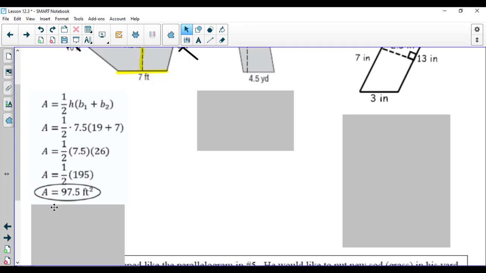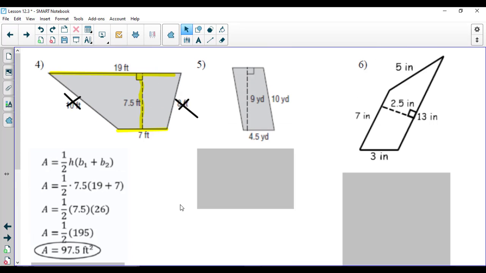Again, this second to last step you don't need, but you should get 97.5 square feet. All right, let's go ahead and take a look at number 5.